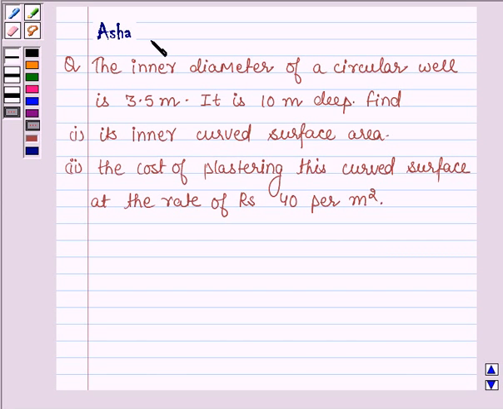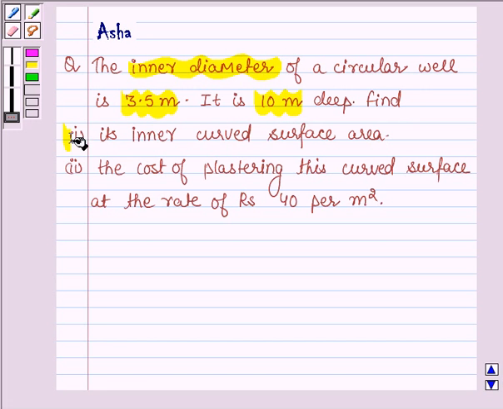My name is Asha and I am going to help you with the following question, which says: the inner diameter of a circular well is 3.5 meters. It is 10 meters deep. Find its inner curved surface area, and second, the cost of plastering this curved surface at the rate of rupees 40 per meter square.